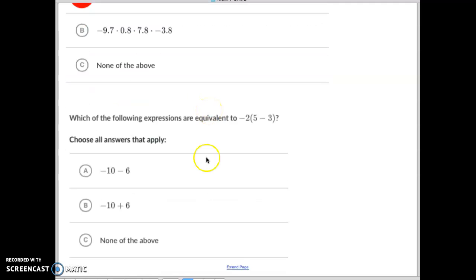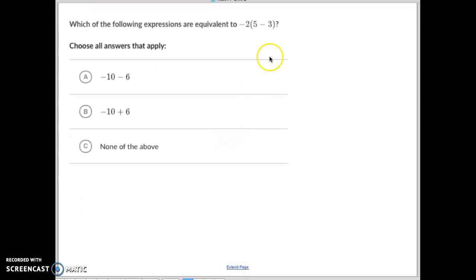All right, one last one here before I set you free. On this one, we need an expression equivalent to this. Well, first of all, we have to do parentheses first, order of operations. What is 5 minus 3? 2, yeah, good. 5 minus 3 is 2, and 2 times a negative 2 would be negative 4. So we need an answer that totals up to negative 4. All right? Well, what is negative 6 and negative 10 equal? So wait, if I owe my brother $10 and I owe my sister $6, altogether I owe $16. Well, that doesn't equal negative 4, so that one can't work.